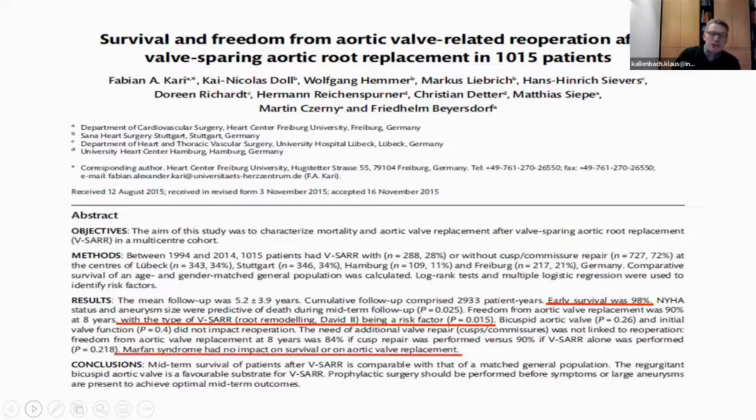And very important for Marfan patients is that the existence of Marfan syndrome has no impact neither on the survival nor on the stability of the valve repair. So this technique can be applied to patients with Marfan syndrome as well as to patients with no Marfan syndrome. Because 10 years ago, the Americans were saying, no, you should not do a valve sparing procedure in Marfan patients because there is a structural problem of the tissue.